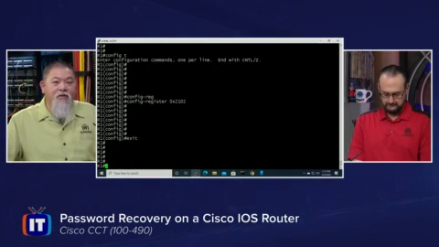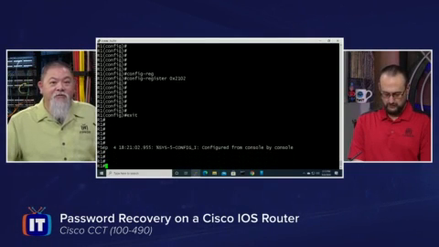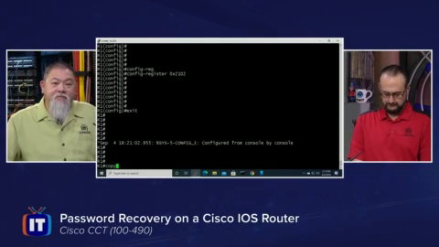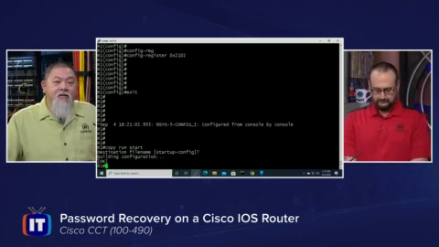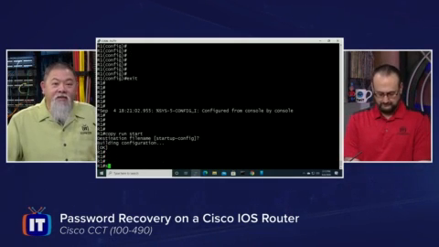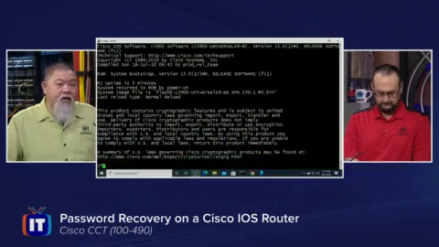And let's do a copy run start again. Let's make sure we save everything that we want to. Copy, run, and then space start. And that's just an abbreviation. Press enter. And now let's type in show version again to verify that this has actually changed.